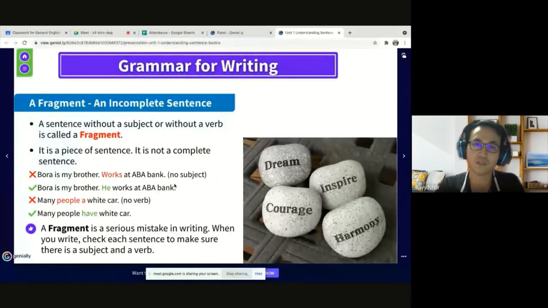Verb, or subject. Okay. So here, yeah, a fragment or an incomplete sentence. So a sentence without a subject or without a verb is called a fragment. It's a piece of a sentence. It is not a complete sentence.